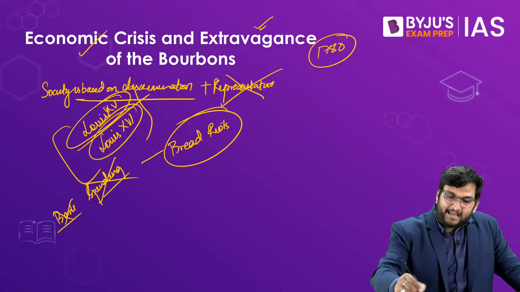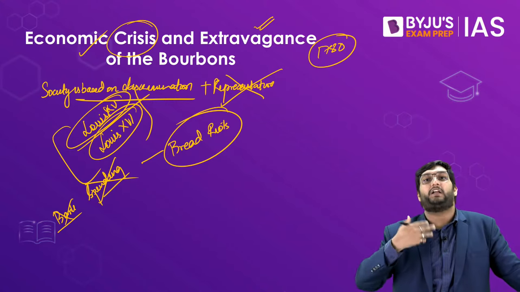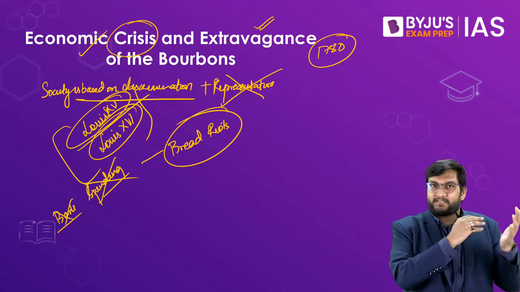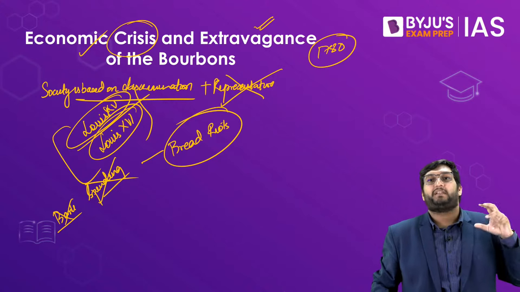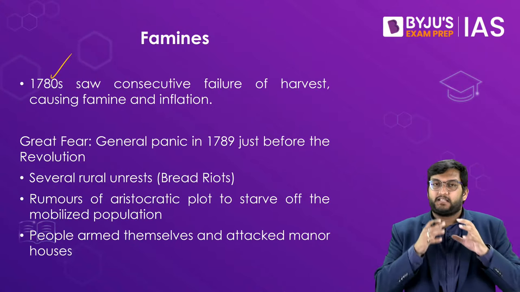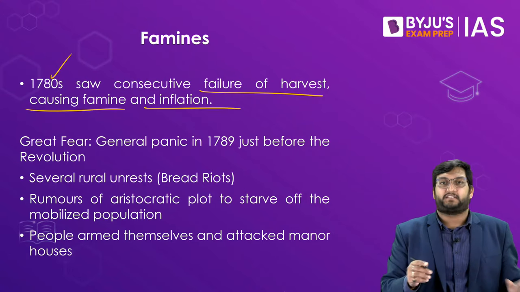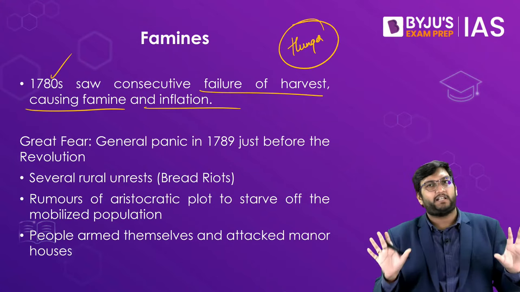So basically, the extravagance of the Bourbons and the crisis itself was a thing which was brewing up in France. And what will happen is they are fighting unnecessary wars. I'll come to the American Revolution part later. But basically, it's an economic crisis in its making. So by the 1780s, there was a failure in the harvest causing famine and inflation. So basically now hunger became the new reality of France. So France is totally in tatters.